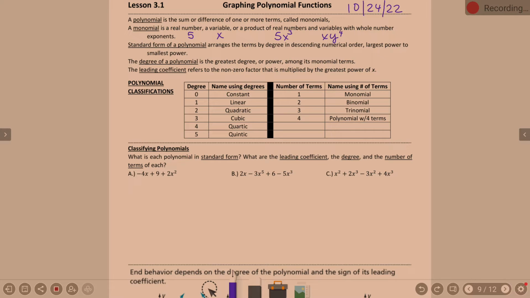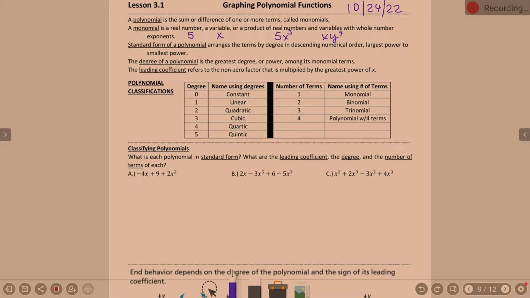We're going to talk about the degree of a polynomial. The degree of a polynomial is the greatest degree, or in other words, the largest power. That's going to be our degree. And then we're also going to talk about the leading coefficient, being the number in front of that highest degree, so the non-zero factor multiplied by the greatest power of x. The easiest way to do this is to go through the examples, because I think the examples will make more sense than the words do.